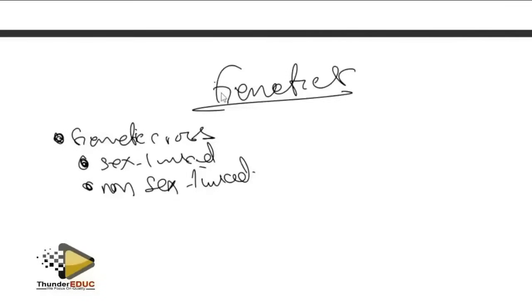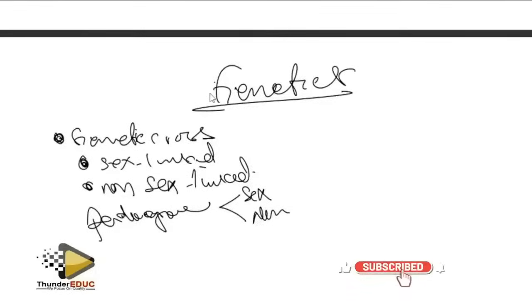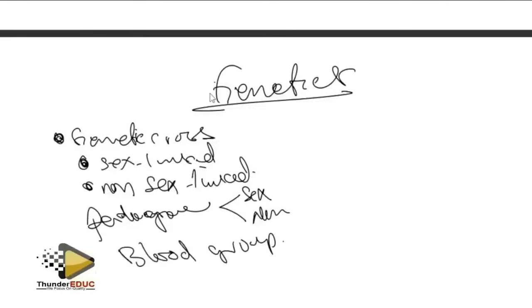All right. Non-sex-linked, sex-linked. Number 3 is pedigree. You have to know the pedigree, but still here you have to know whether it's sex-linked or not. Another thing is blood group. And then lastly, cloning. Here we are going to talk about biotech. All these questions are 6 marks.